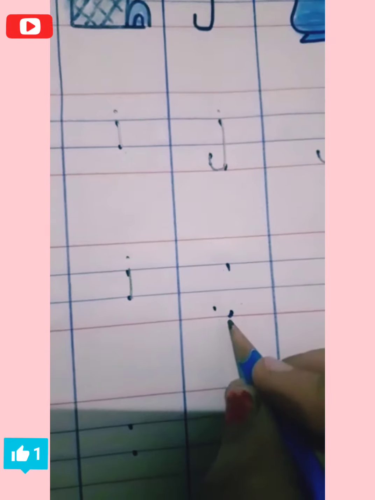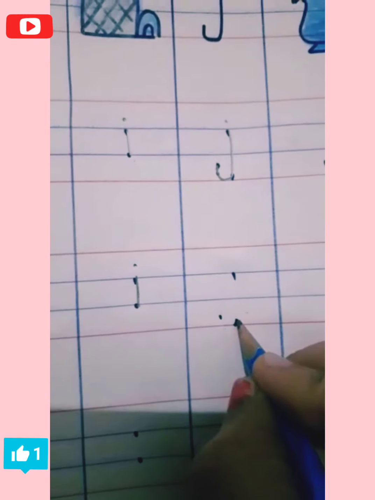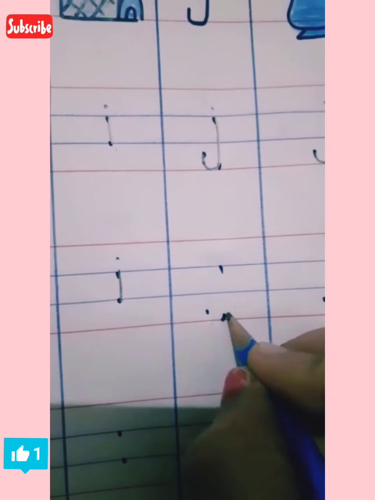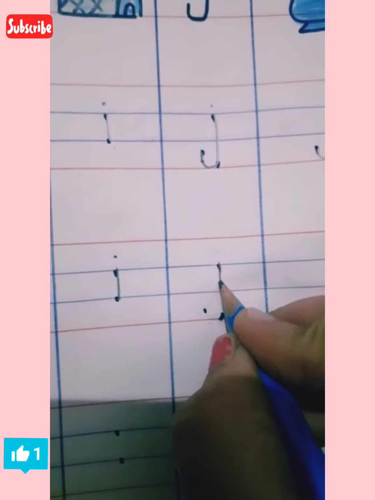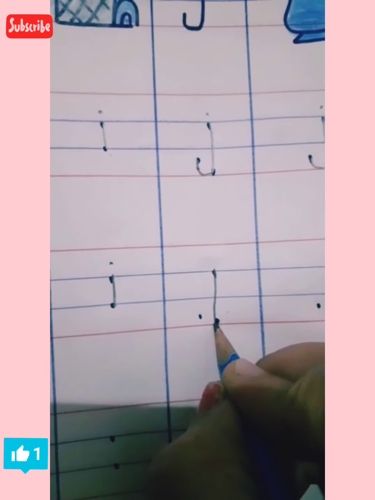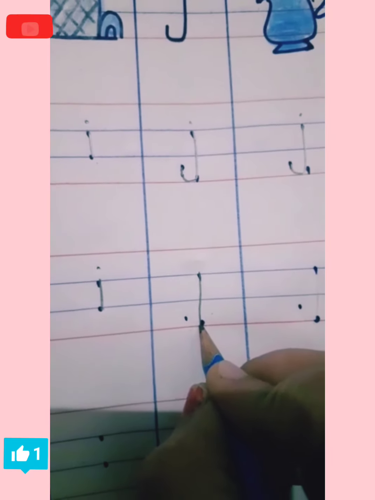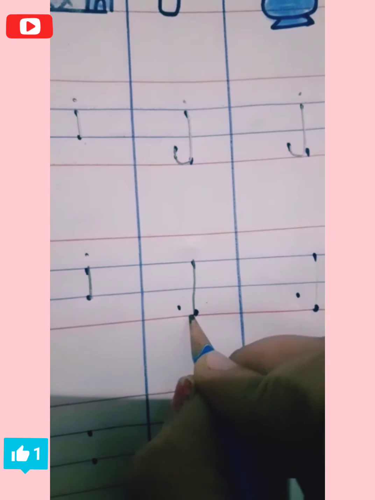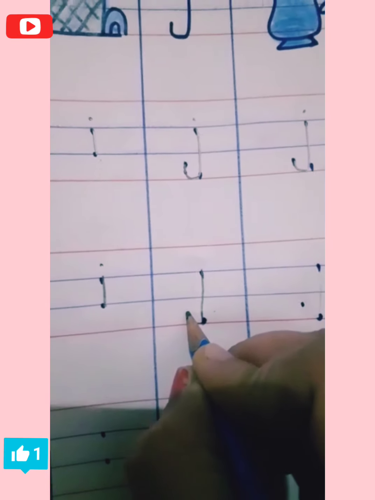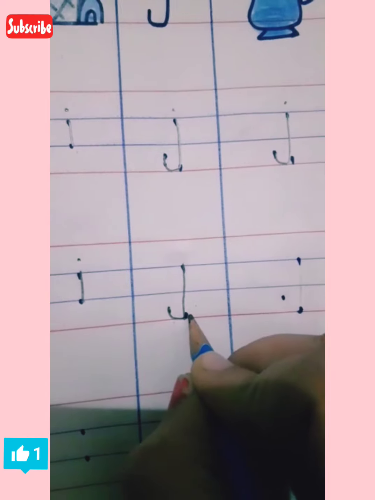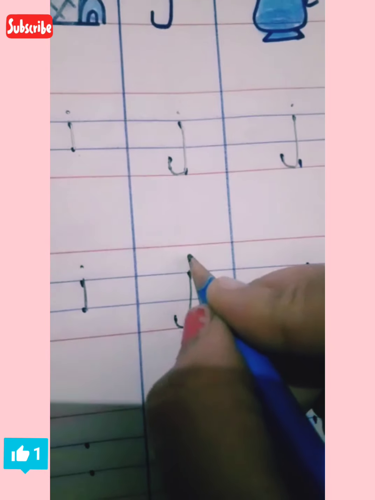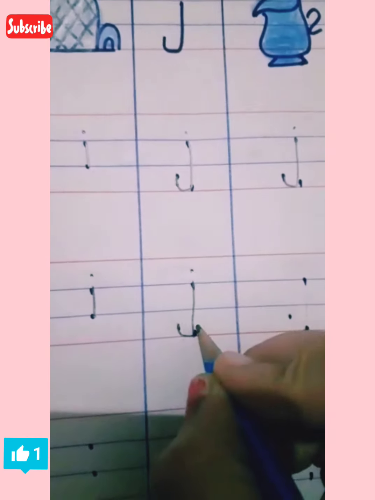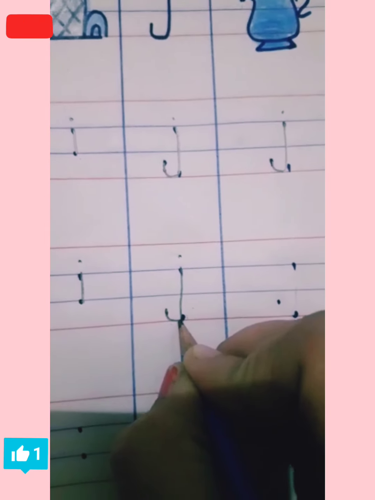Now we write letter J. First we will write a standing line and write a small up curve like this and put a dot. This is a small letter J.